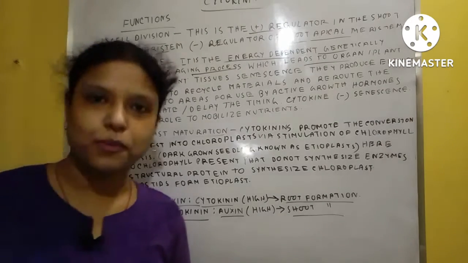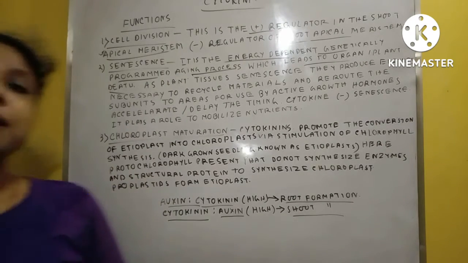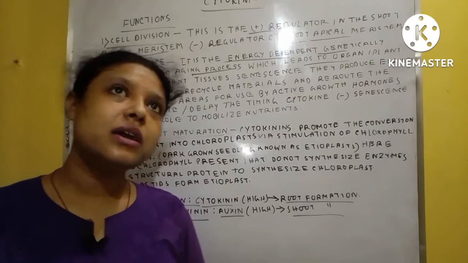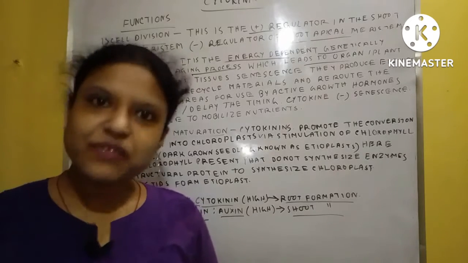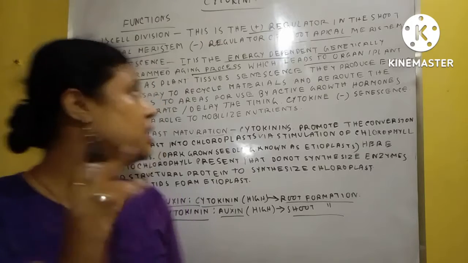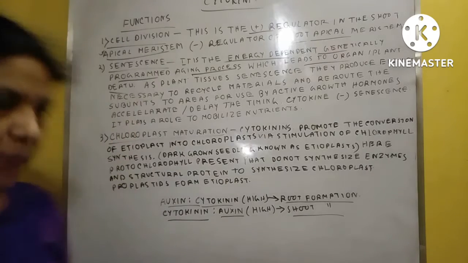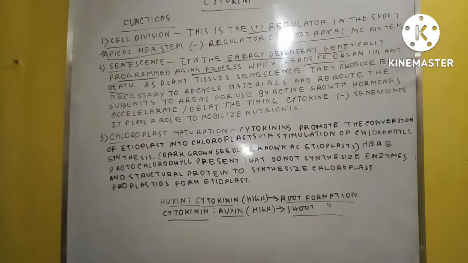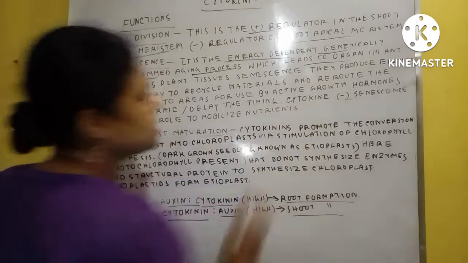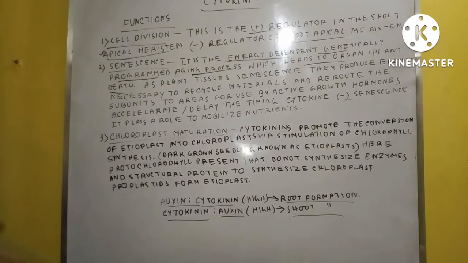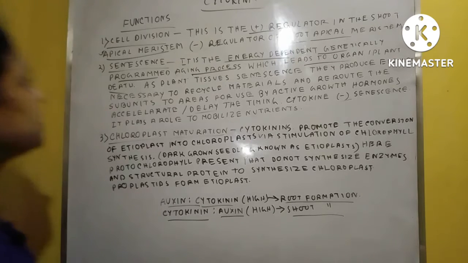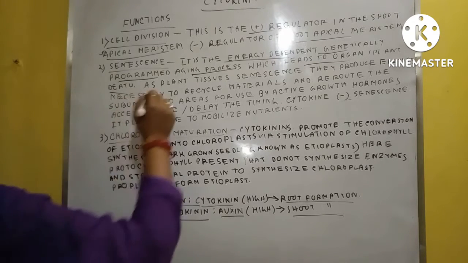But some hormones present in the plant's body sometimes inhibit the senescence process, or they delay it, and sometimes they accelerate this process. Okay, so cytokinin is the negative regulator. That means it tries to delay the senescence process or its progression towards death. Clear?